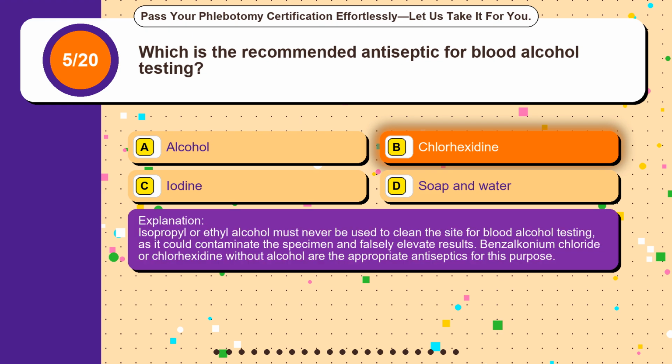Isopropyl or ethyl alcohol must never be used to clean the site for blood alcohol testing, as it could contaminate the specimen and falsely elevate results. Benzalkonium chloride or chlorhexidine without alcohol are the appropriate antiseptics for this purpose.